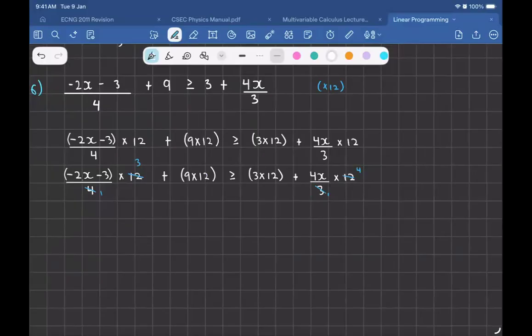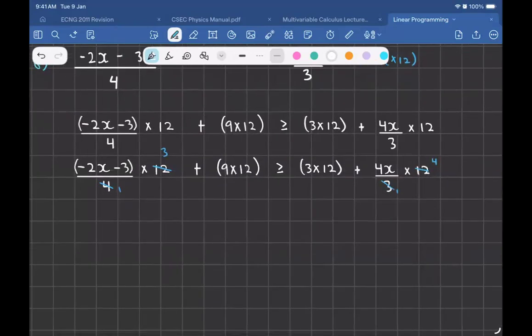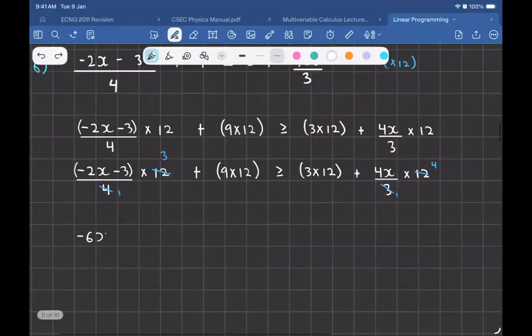So you see that we have minus 2x minus 3 in brackets, and that entire thing is being multiplied by 3. Tell me what my next line should look like. Minus 6x minus 9. Right? Wait, sorry? No, it's mental math. So the next thing we have is 9 by 12.